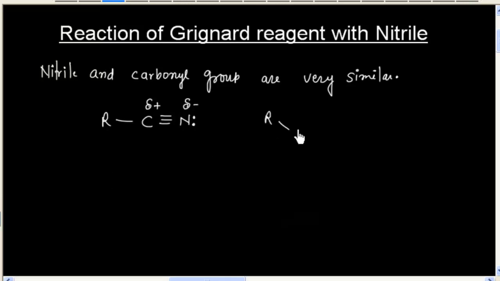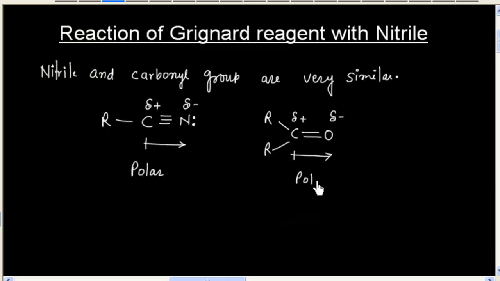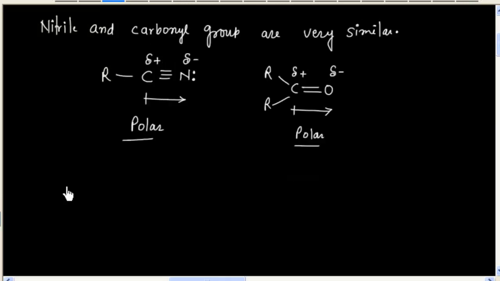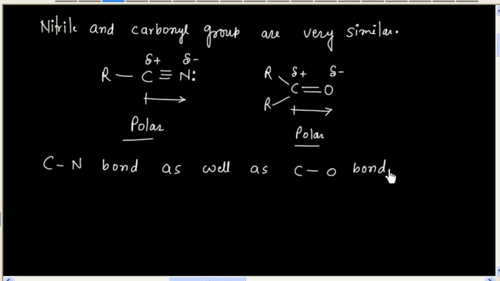Same thing happens in case of carbonyl compound. Oxygen is more electronegative than carbon, so it will have a negative charge and carbon will have a positive charge. So there is a polarity from carbon to nitrogen side, and here we will have a polarity from carbon to oxygen side. So both bonds are polar. So carbon nitrogen bond as well as carbon oxygen bond are polar.